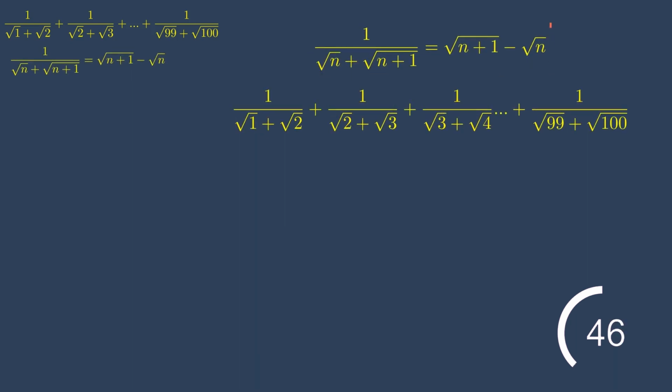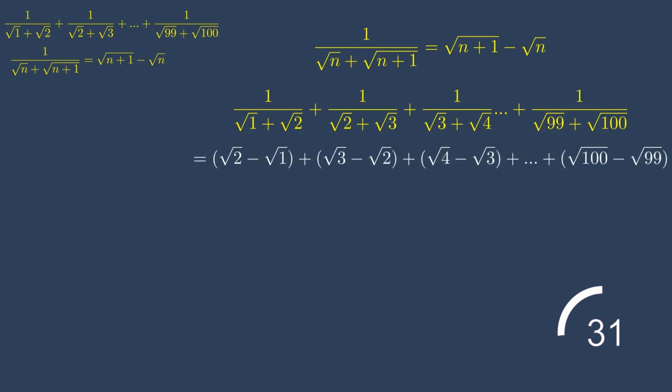Now, using our newly found formula, we can rewrite this complicated expression. For example, the first fraction can be rewritten as root 2 minus root 1, the second fraction as root 3 minus root 2, and so on, till root 100 minus root 99.